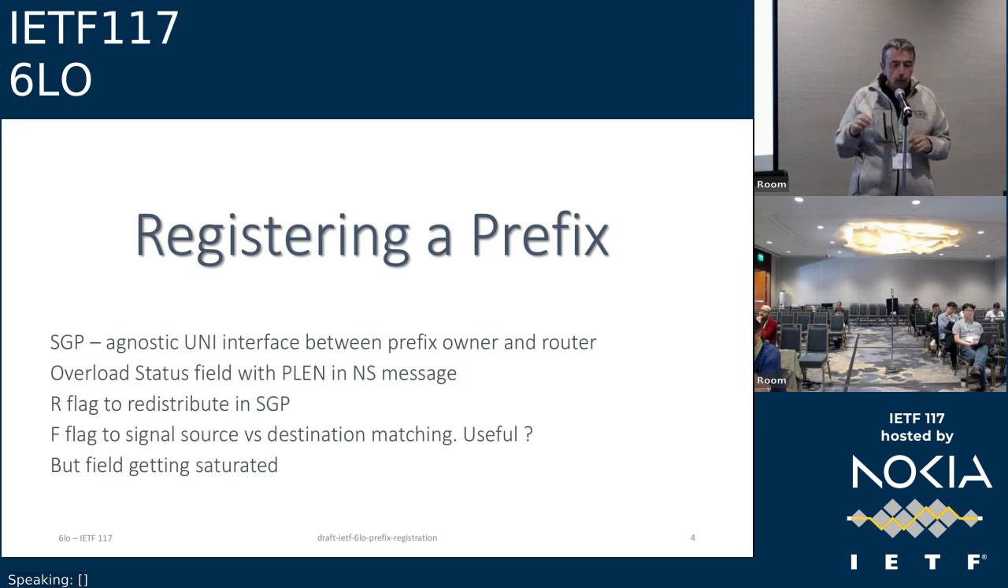So there is a signal in 8505, which is the R bit, that allows the host that registers its address to say, please inject that in the SGP. It may decide to use those routers to inject in the SGP, and those other routers not to. They are just aware I'm here, but they won't be injecting it in the protocol. We can do the exact same thing for prefixes.